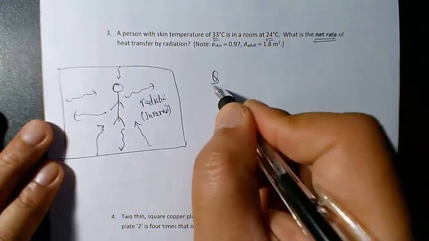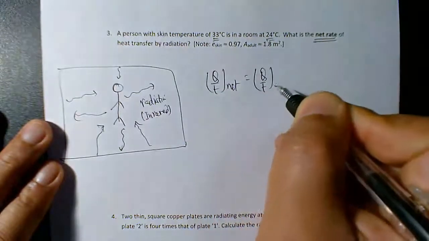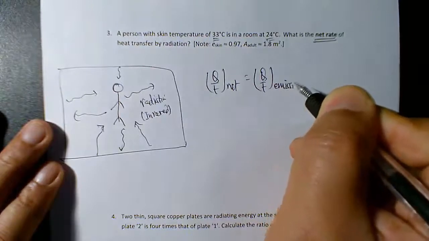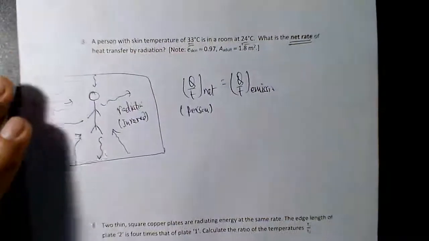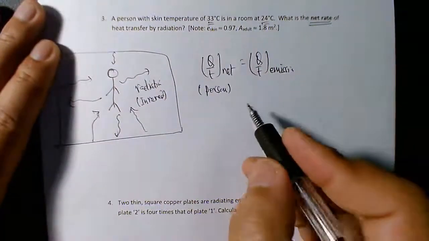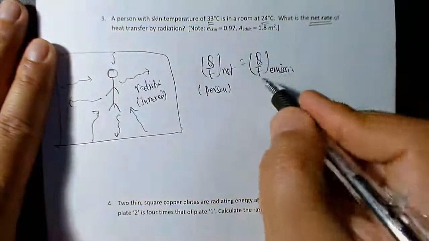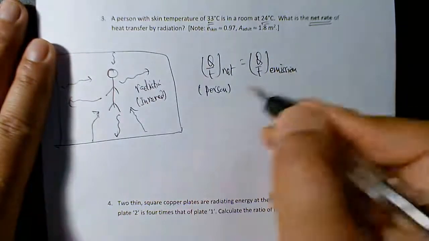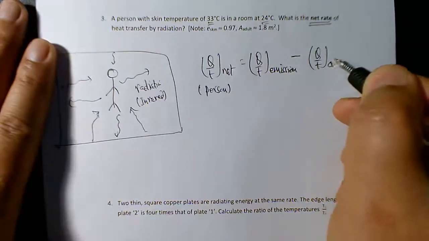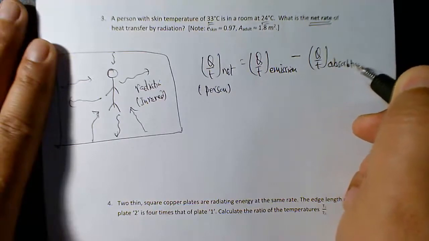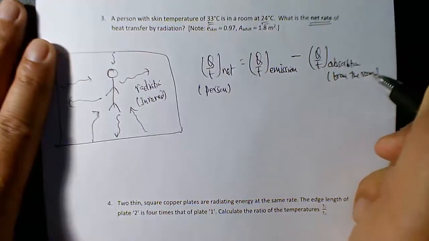So Q by T net will be what? We are calculating the net rate of heat transferred by radiation for the person. So Q by T emission, emitted by the person, you have to subtract the Q over T absorption by the room, because the room is also at some temperature. So this is the formula.